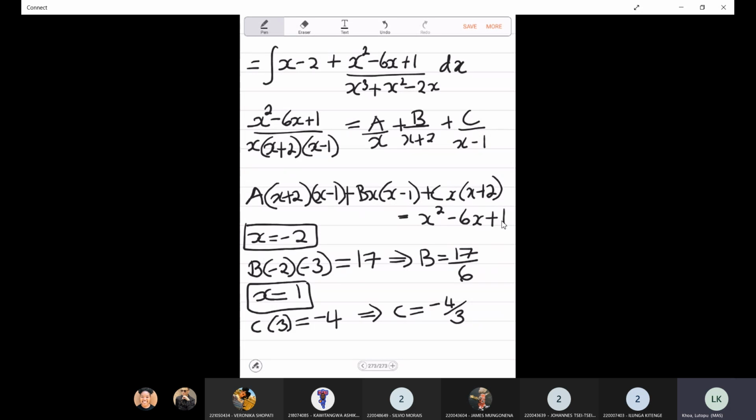Then the last one, when x is equal to 0. Okay, so if x is 0, this is 0, that is 0. And then we have a times 2 times -1 is equal to 1. And this means that a is equal to -1/2.